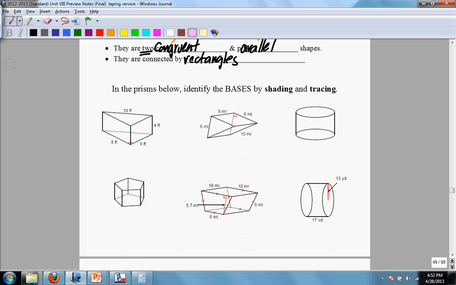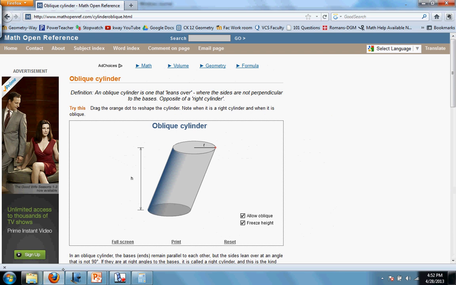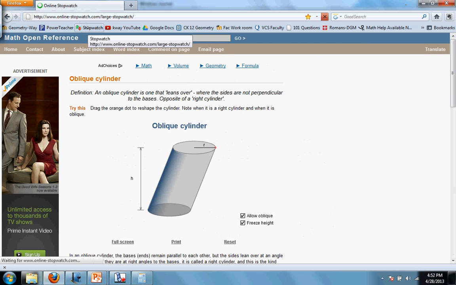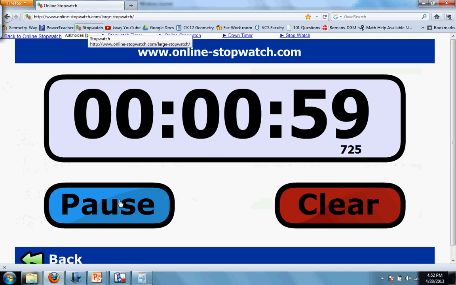Okay, what I'd like you to do is just take 1 minute, and I'd like you to shade and trace the bases in these prisms. Remember, there's 2 of them. They are congruent and they are parallel. You need these 3 qualities. There's 2 of them, they're congruent shapes, and they are parallel. 1 minute. Trace and shade the bases. Go.